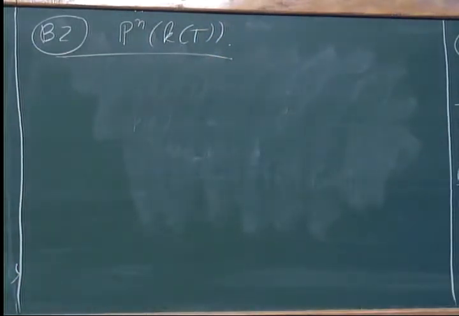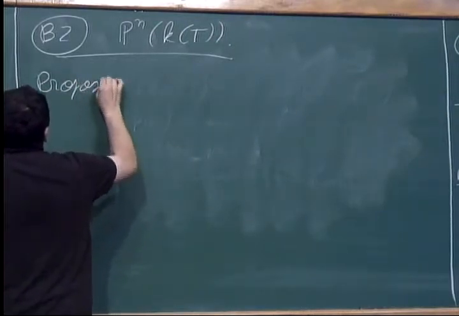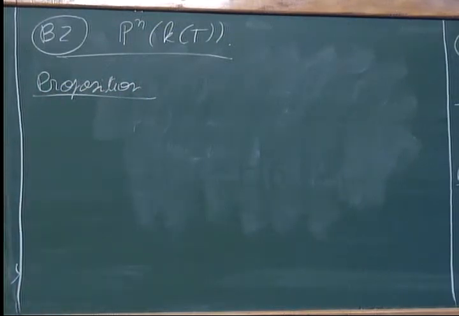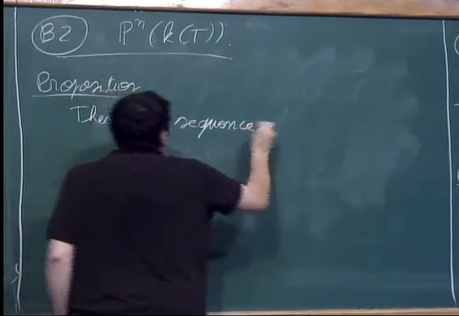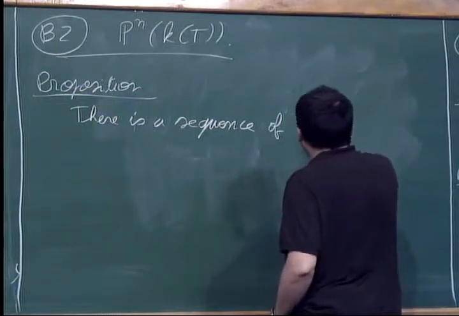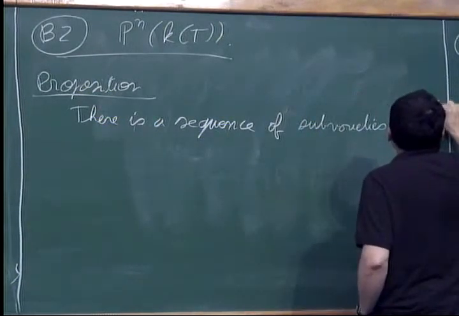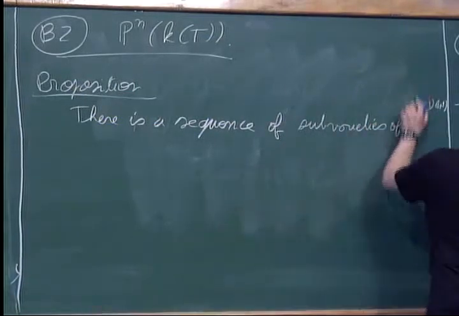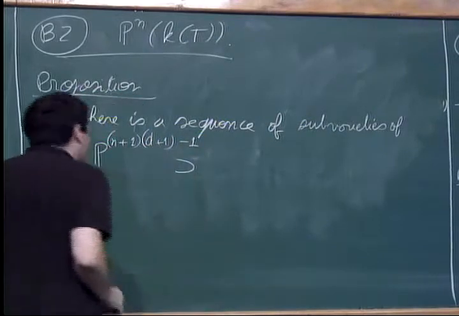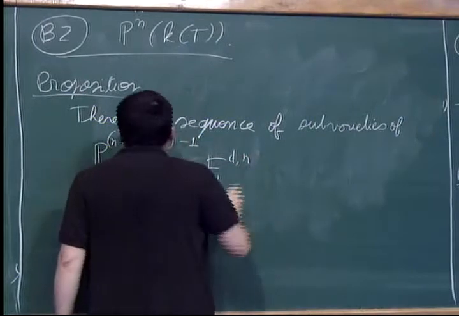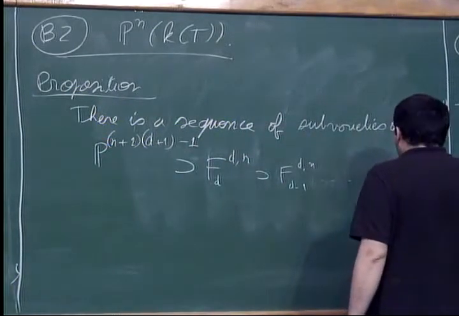We have already seen in a previous lecture how to do that. So let me simply make the result a little bit more precise. The result may be written as follows. There is a sequence of subvarieties of P^((n+1)(d+1)-1), which I denote by, let's say, F_d^n, such that F_{d-1}^n is contained in F_d^n, up to F_{-1}^n, which is the empty set.